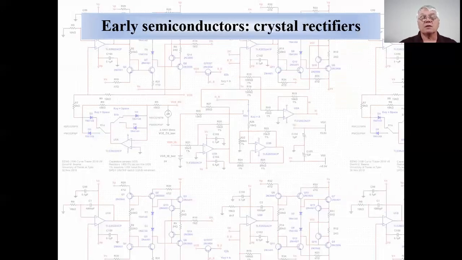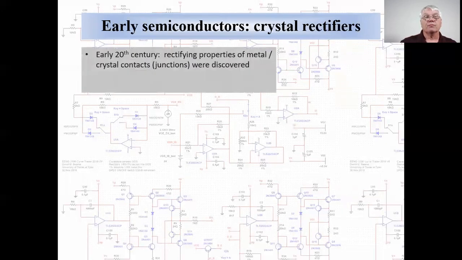The first solid-state devices that were used in practice were crystal rectifiers. A rectifier is a junction between two dissimilar metals or materials that permits electric current to pass in only one direction. These junctions were early solid-state diodes.